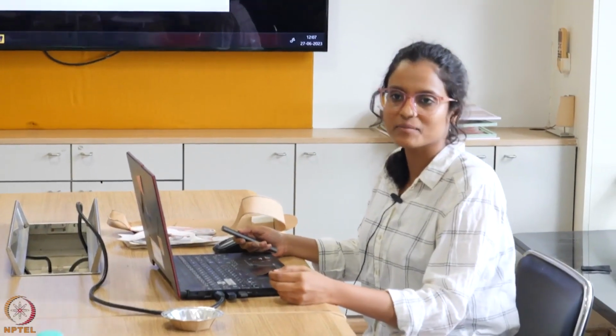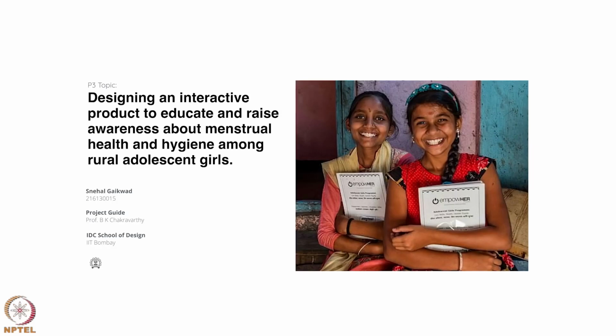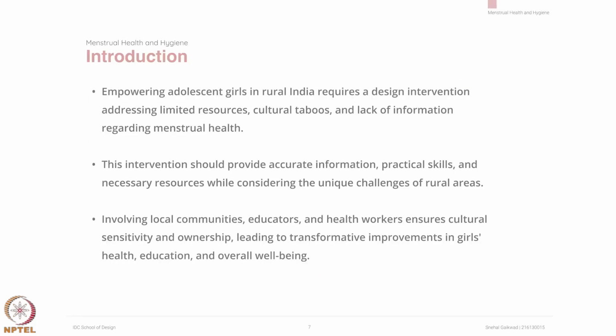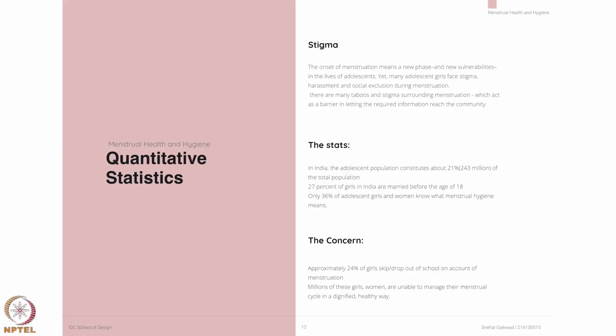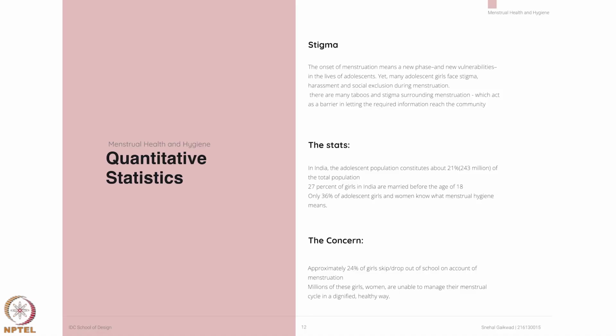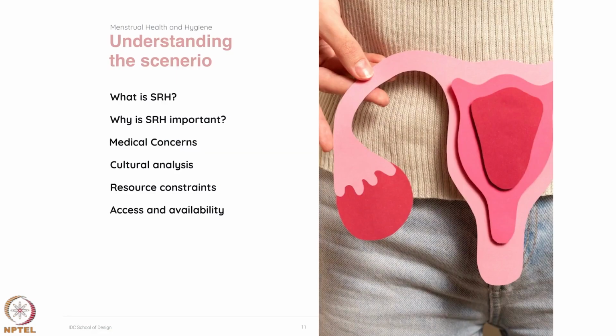Good afternoon everyone, I am Snehal and my topic for P3 is designing an interactive product that is used to educate and raise awareness among adolescent girls about menstrual health and hygiene. So I started off with some statistics: about 36% of adolescent girls don't know about menstrual hygiene. That's why 24% of girls drop out from school on account of lack of menstrual hygiene knowledge. So I started off with understanding what is sexual and reproductive health.